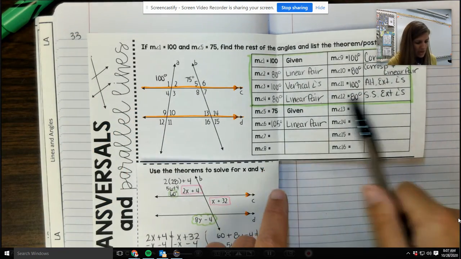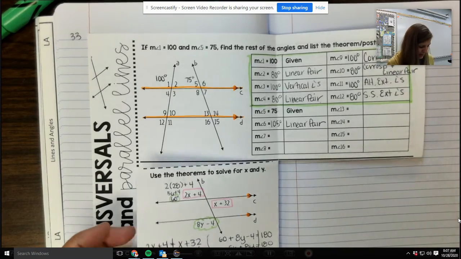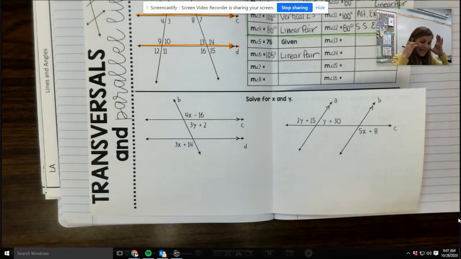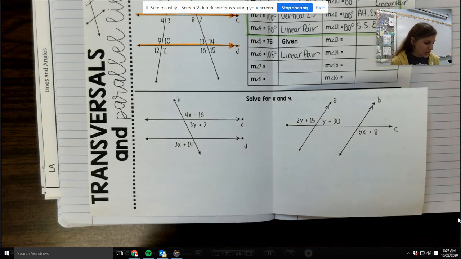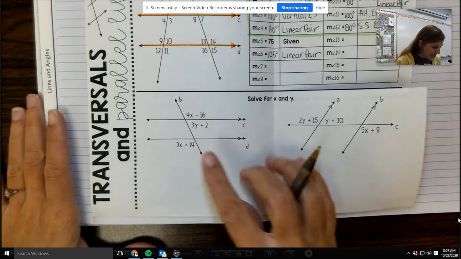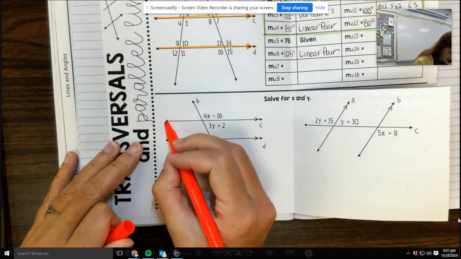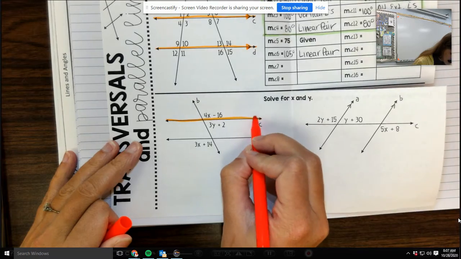So the reason I wanted to do that whole top part with you is I'm going to have you guys try the bottom part. But let's jump down here and try these ones. So again, we can use these angle facts to help me solve for variables. So starting with this first one here, I can tell that lines C and D are parallel because they put those little extra arrows on there.